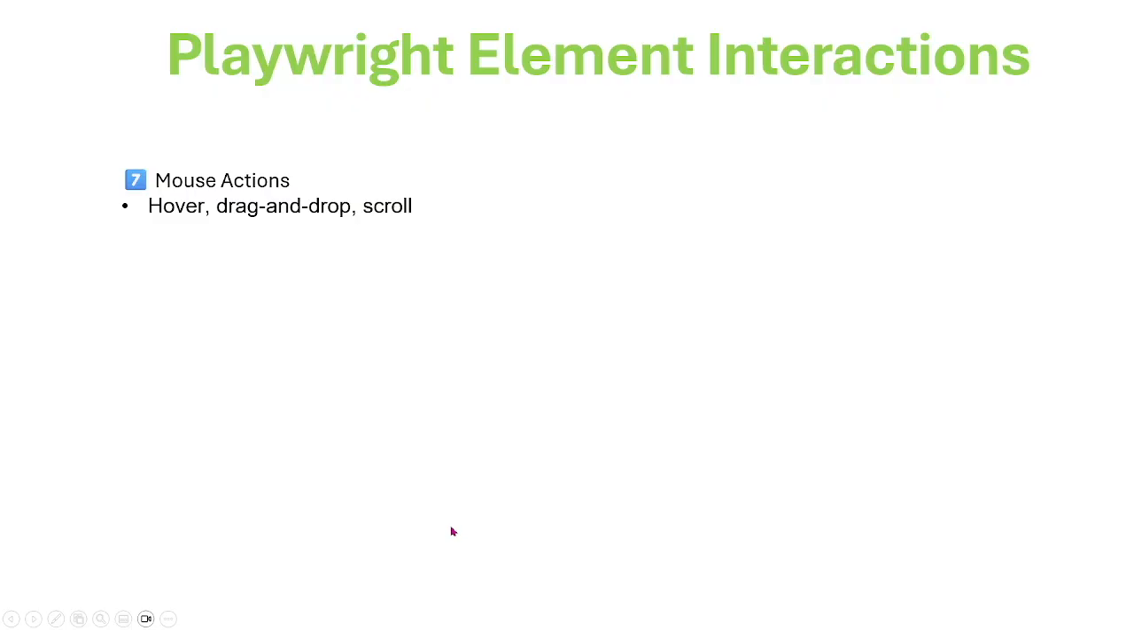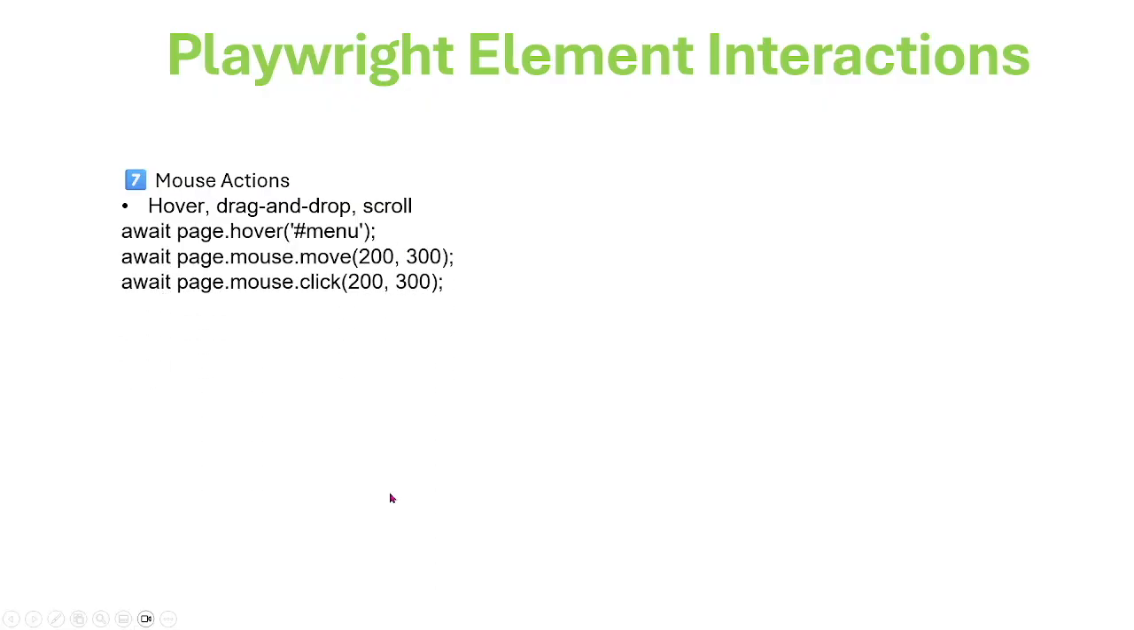Mouse action: hover, drag and drop, scroll. Await page hover to this web element. And here is mouse move to this position, and mouse click at this position.